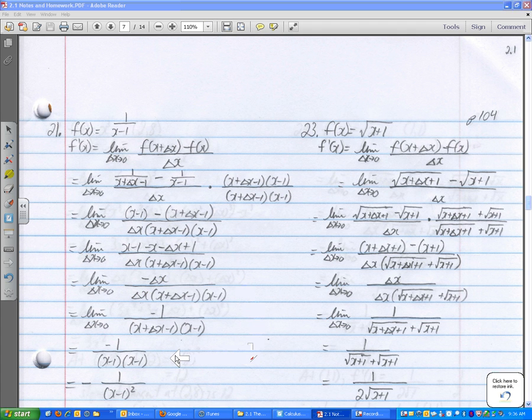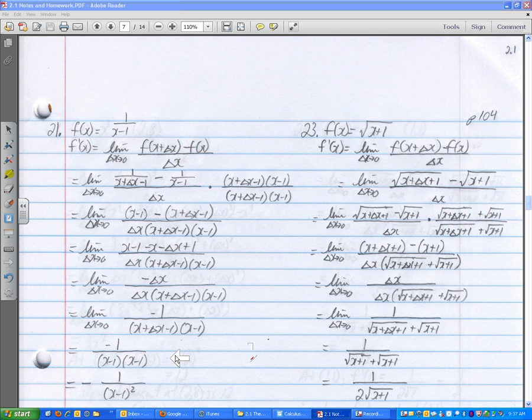Now I'm ready to substitute. So replace delta x with 0. Not x, it's delta x that's approaching 0. So replace delta x with 0. So your first parentheses becomes x plus 0 minus 1, so that's x minus 1. Your second parentheses remains x minus 1. So I've got negative 1 over x minus 1 times x minus 1.